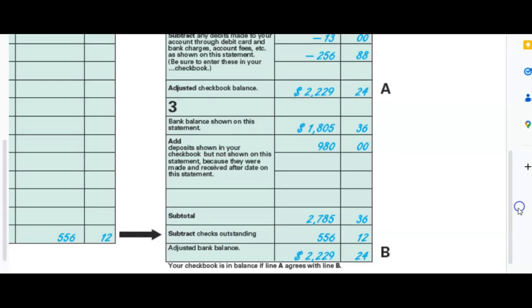After adding that to our bank balance, let's say that gave us $2,785.36. We would then subtract the outstanding checks that we did in the very first step, and that would give us our adjusted bank balance amount of $2,229.24. It's really important when you're reconciling your bank statement with your checkbook register that your adjusted checkbook balance equals your adjusted bank balance.